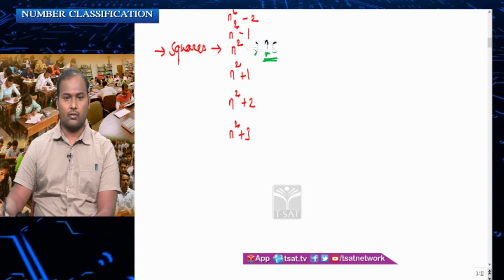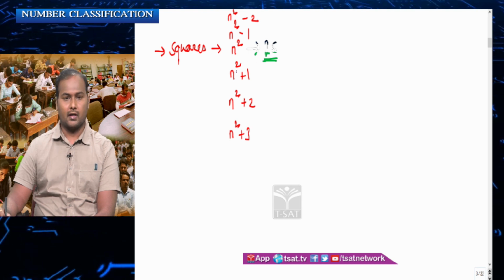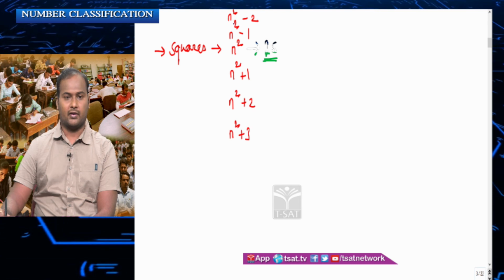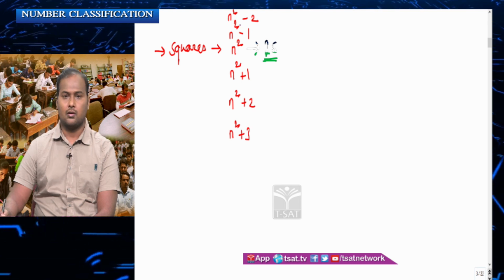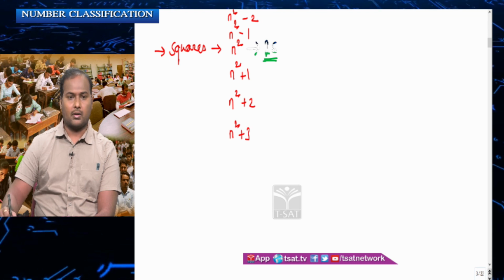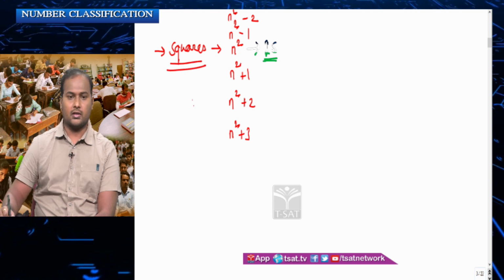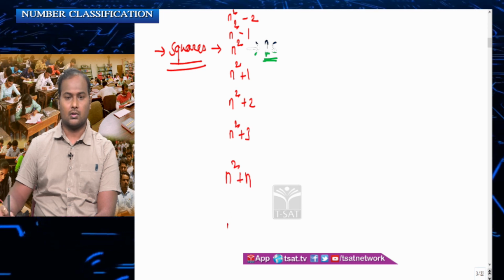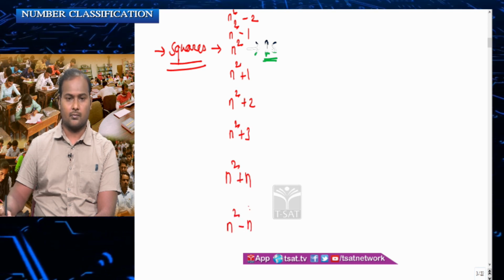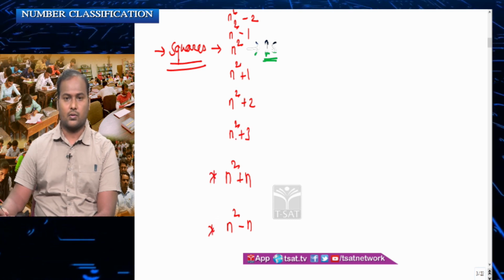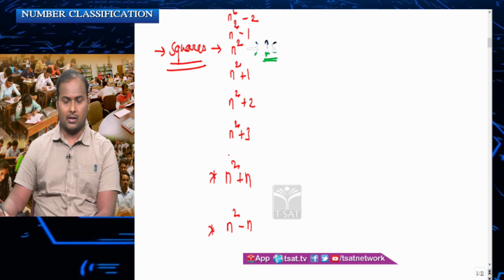After making the n square values till 25, you make n square plus 1 values, n square plus 2 values as well. In the same way, n square minus 1 and n square minus 2 values also. And a very important format in squares is n square plus n and n square minus n. You will see a lot of questions based on the format of n square plus n and n square minus n.